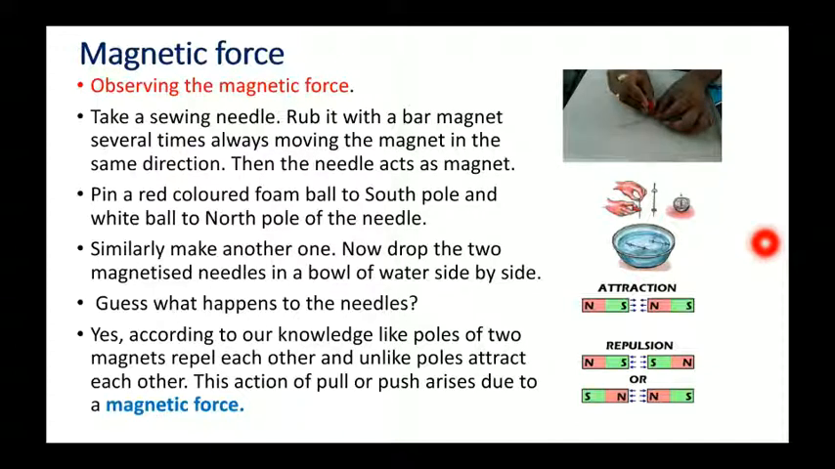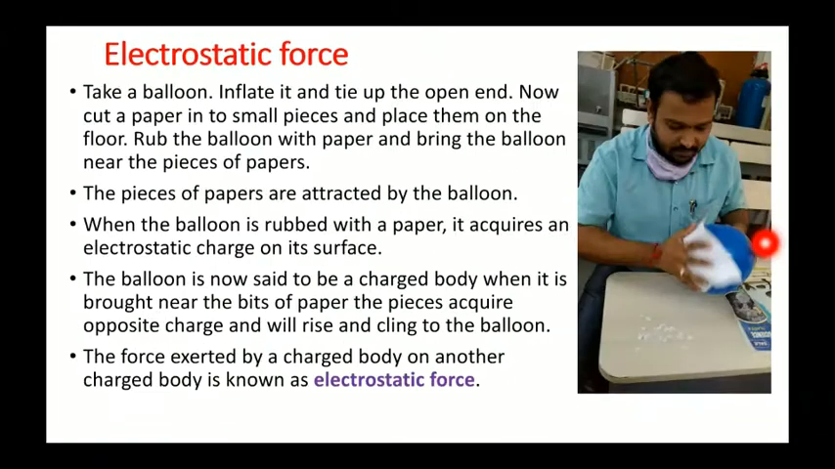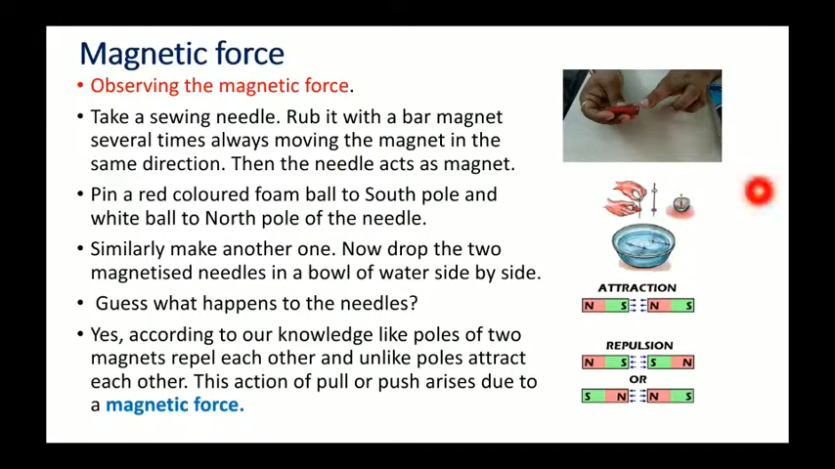We know that every magnet has two poles, north pole and south pole. To identify the south pole and north pole of this magnetized needle, fix a red color ball at the south pole and a white color ball made of thermocol at the north pole with the help of a compass. Similarly, make another needle in the same way, and it also gets magnetized. Now we have two magnetized needles.